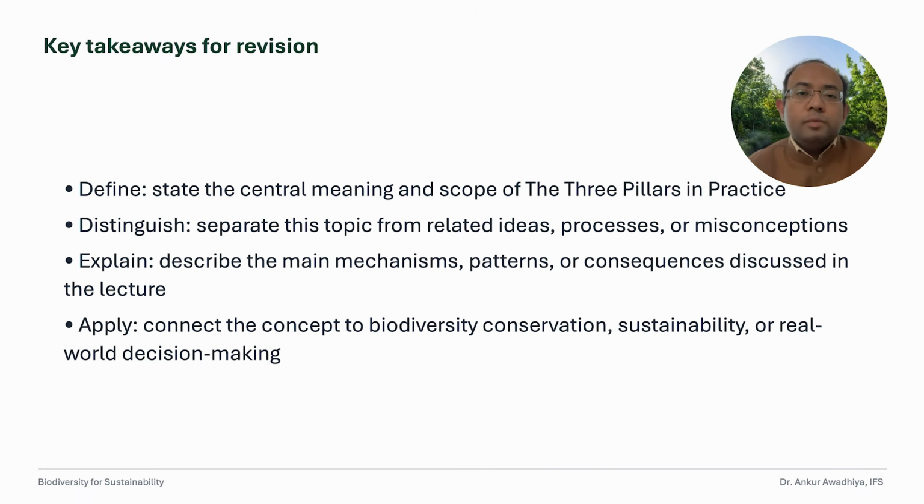For revision, you should be able to do 4 things. First, define the central meaning and scope of the 3 pillars in practice. Second, distinguish this topic from related misconceptions, especially the idea that one pillar alone is enough. Third, explain the main mechanisms, patterns, and consequences discussed today. And fourth, apply the framework to biodiversity conservation, sustainability planning, and real-world decision making. If you can do these 4 tasks, your understanding is on the right track.